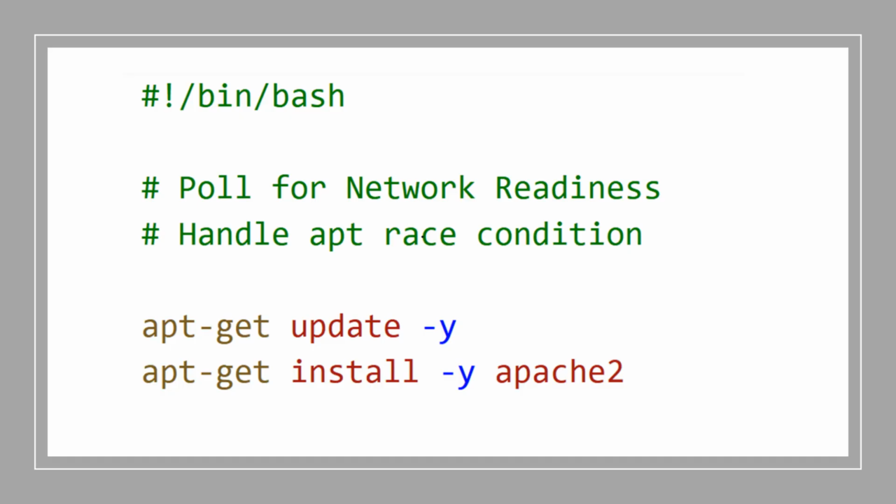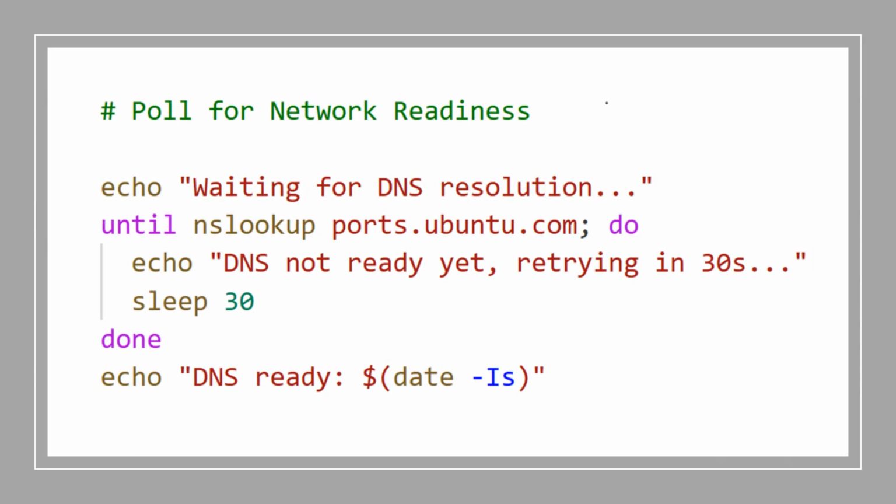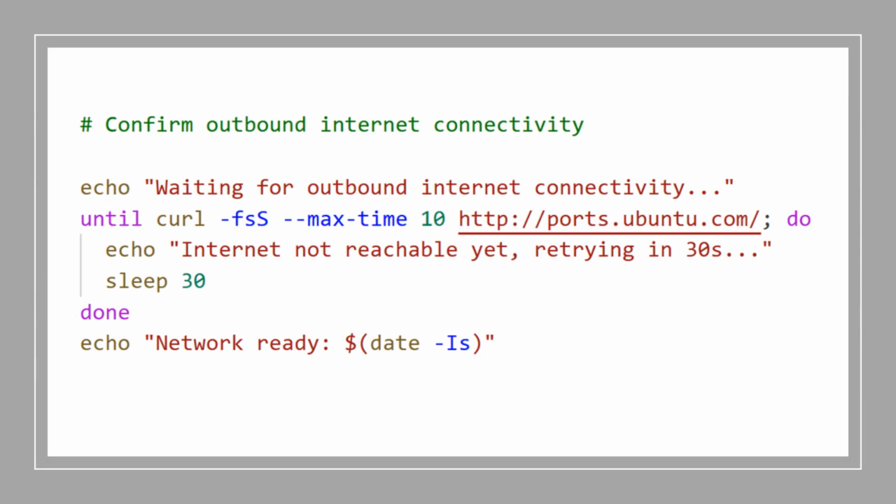The fix is to not assume, poll until the network is ready. First, poll for DNS resolution, retry every 30 seconds until nslookup succeeds. Then confirm outbound internet connectivity with a curl check. Same pattern, retry until it passes.